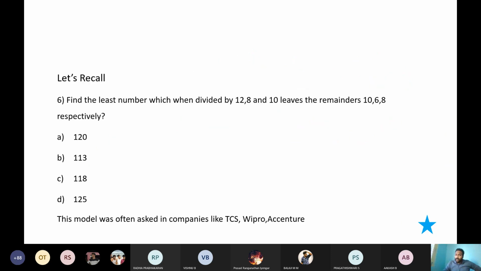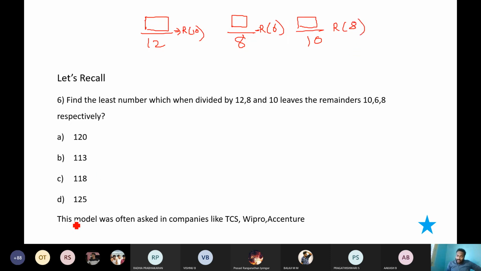Now, this was an easy question. But let's say you have a question of this sort. Find the least number which when divided by 12, 8 and 10 leaves different remainders. Here the remainder should be 10. In this case, the remainder should be 6. In this case, the remainder should be 8. So again, if you think logically, using this logic itself, you can find out the answer.